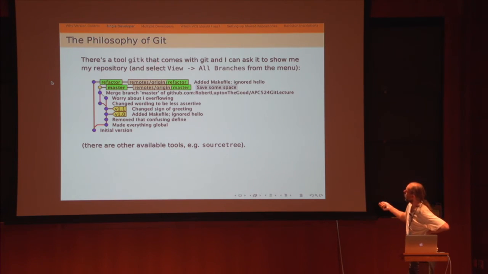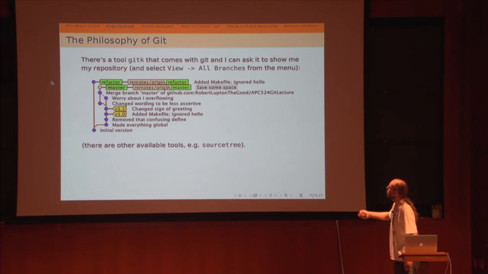Gitk is related to this Git GUI thing, and this tells me what's going on. So here is my initial version, and here are all my changes. So I made everything global, I removed a define, I added a makefile, and I called it version 1.0, that's a tag. I changed the sign of the greeting, I called it v1.1. I changed the wording to be less assertive, I must have been taking some class or other. I worried about I overflowing, which was a really stupid change set. And then I did this.